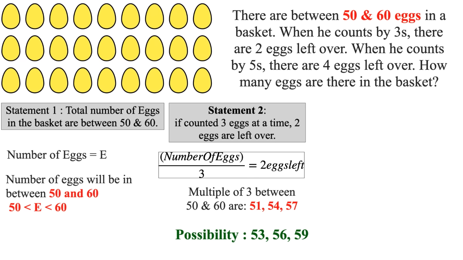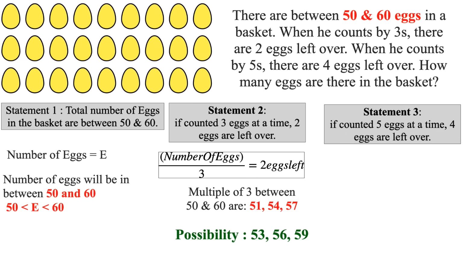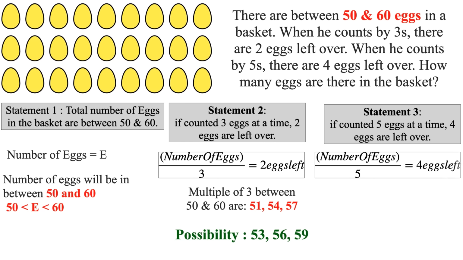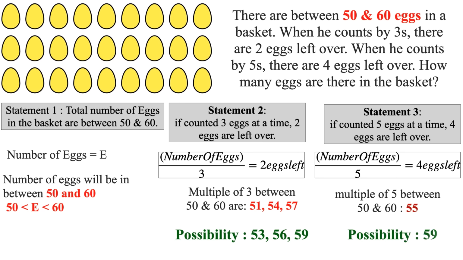In statement 3, it is also given that if counted 5 eggs at a time, 4 eggs are left over. So the number of eggs E will be a multiple of 5 between 50 and 60 plus 4. That is, the remainder should be 4 after dividing the number of eggs present in the basket by 5. So the multiple of 5 between 50 and 60 is 55. The possible answer for E based on statement 3 is 59. So the common value for E based on statements 2 and 3 is 59. Thus the number of eggs in the basket is 59.